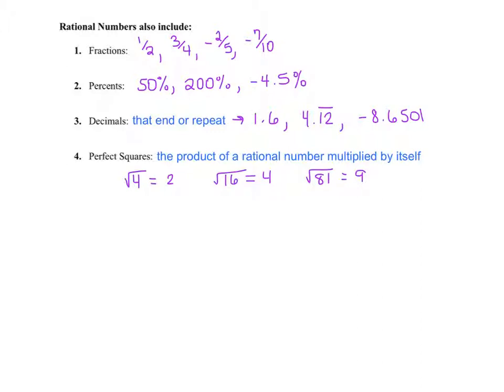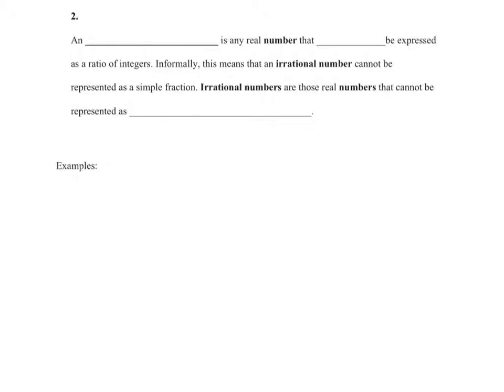Okay, so now that we discussed rational numbers, let's discuss our next category of the real number system. The second category of the real number system is called irrational numbers. So let's define irrational numbers. An irrational number is any real number that cannot be expressed as a ratio of integers. Informally, this means that an irrational number cannot be represented as a simple fraction.